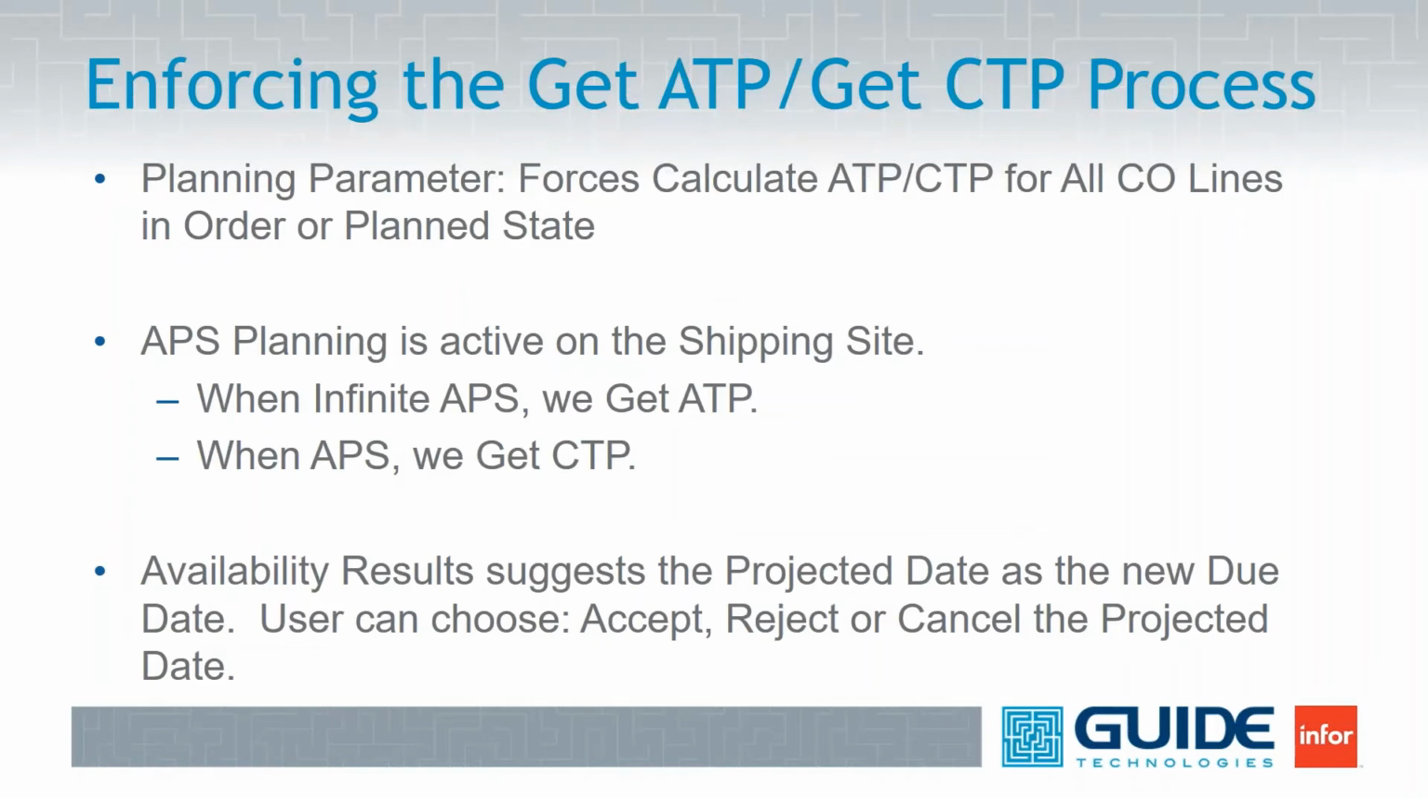And that means APS planning is active on the shipping site. So when Infinite APS, we will automatically get an ATP, whether we hit the get ATP button or not. And when we're fully APS, we'll automatically get a CTP, a capable to promise, whether we hit that button or not. The availability results will come back and suggest the projected date, whatever that date is, as the new due date, as long as it's later than the due date that's on the line. And the user can choose to accept, reject, or cancel the projected date, depending on what authorization privileges they have. They may not have the authorization to reject it or cancel it.